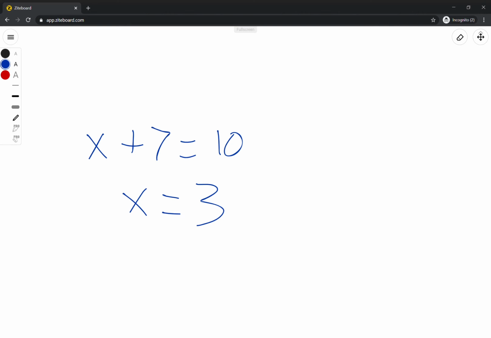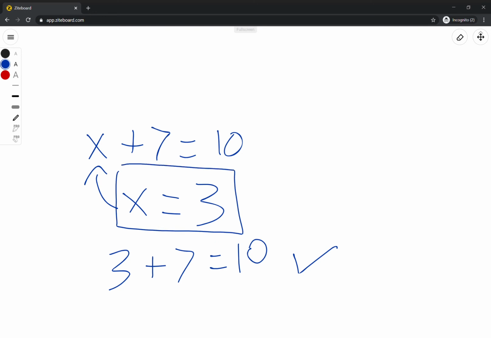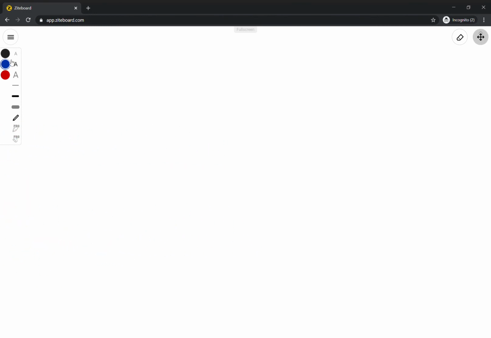Now we can always test it. So let's say we were to plug this back into the equation just to make sure that it's correct. We would see 3 plus 7 equals 10. Is that true? It is. So therefore the conclusion we came to, that x equals 3, is correct. Now let's move on to another example.